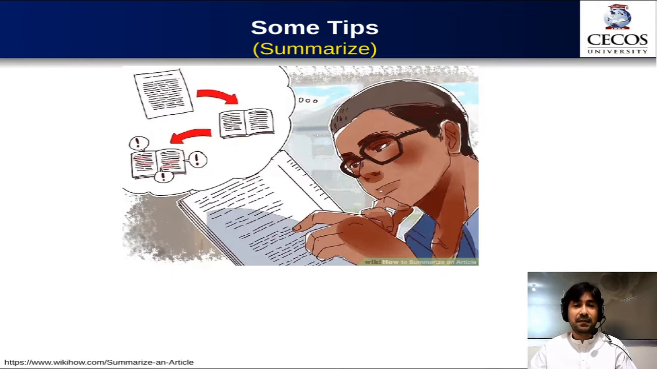So summarizing the paper is important, but how to make a summary is another important topic. Right? There are some useful tutorials available that you can follow on how to summarize a paper. How to write a summary is actually a skill.